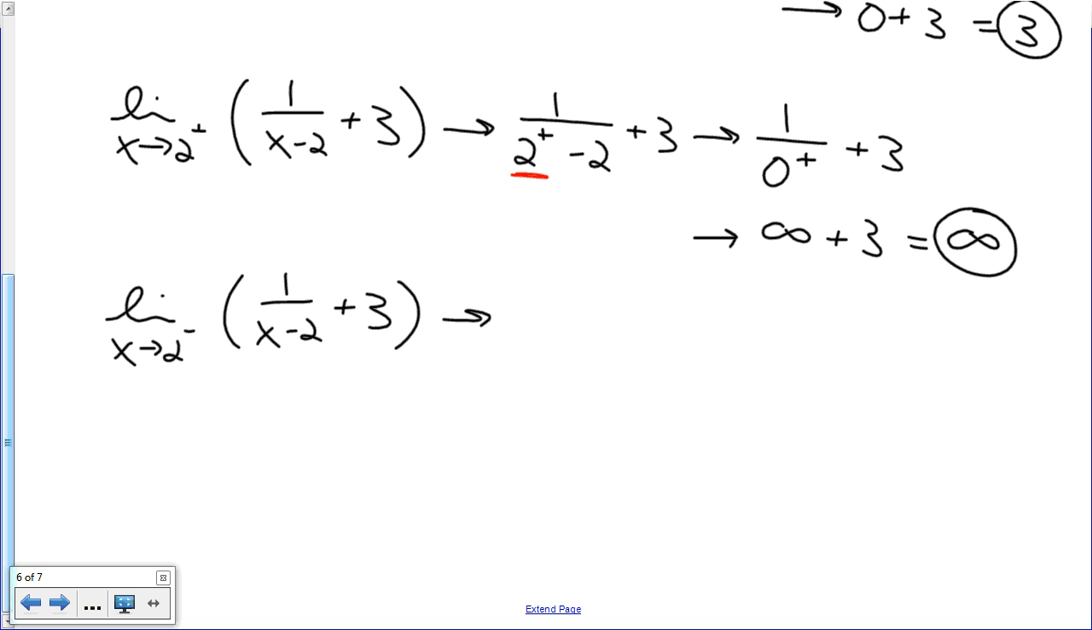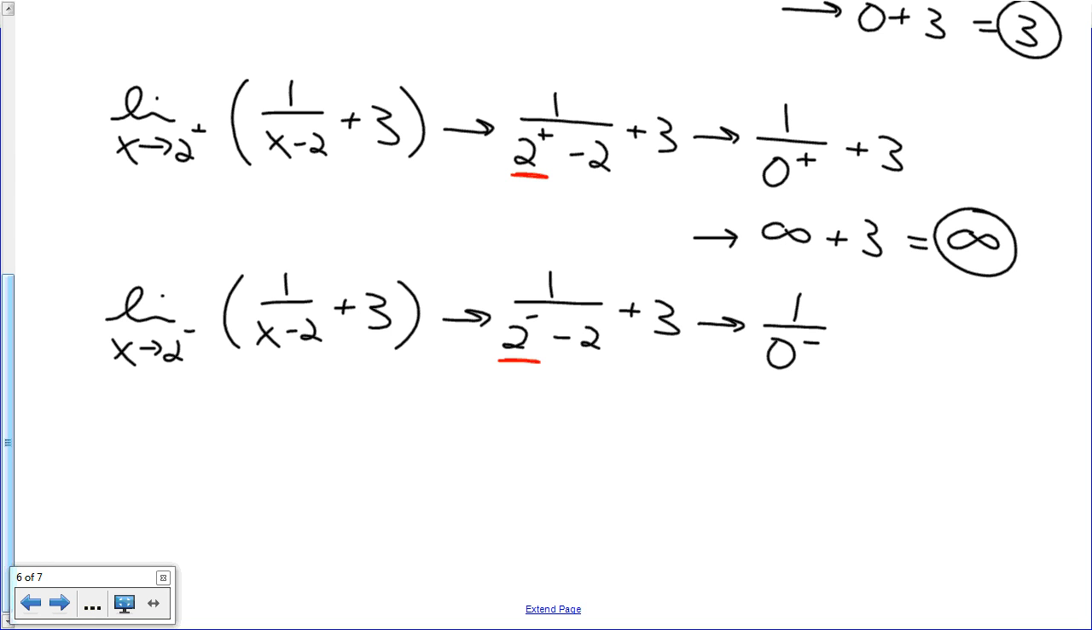So again, just substitution. 1 over 2 from the left side minus 2 plus 3 is what we'd end up with. Again, in the denominator, 2 minus 2 is giving us 0, but realize we're taking a number that's slightly less than 2 here. We're coming into 2 from the left side. So if I take a number slightly less than 2 and subtract 2, I'm approaching 0, but I'm actually approaching 0 from the negative side now. If, for example, it was 1.9, 1.9 minus 2 is going to give me a negative 0.1. So I'm picking numbers that are slightly less than 2 and putting them in there. So this turns out to give me 1 divided by 0 from the negative side.